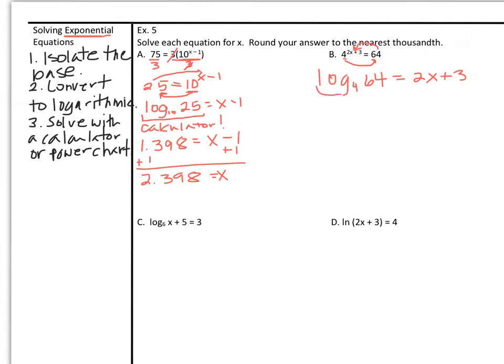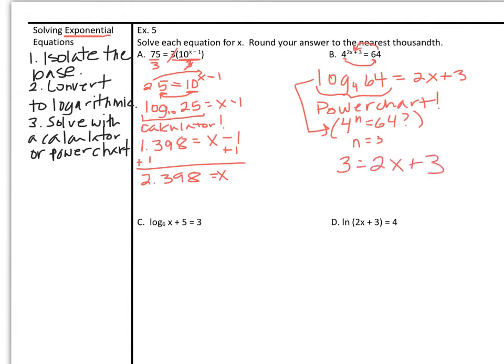Log base 4 of 64 isn't something we can plug into our calculator. The base 4 function doesn't work for log, it's only base 10. This means we need our power chart. If we think about base 4, 4 to what power equals 64? That's what we're ultimately evaluating with this logarithm. Well, if you remember in your power chart, 4 to the 3rd power is 64. Therefore, 3 is the evaluation of the entire left-hand side. We used our power chart to figure that out.